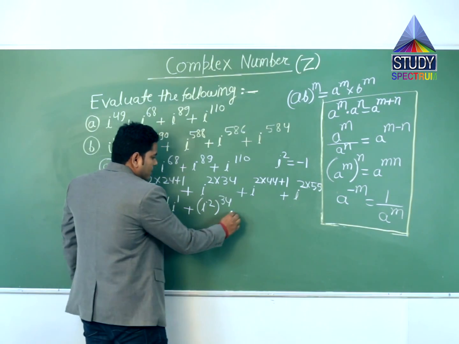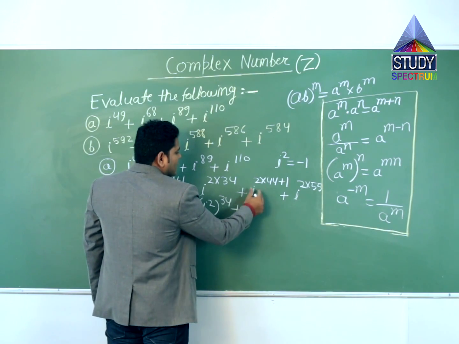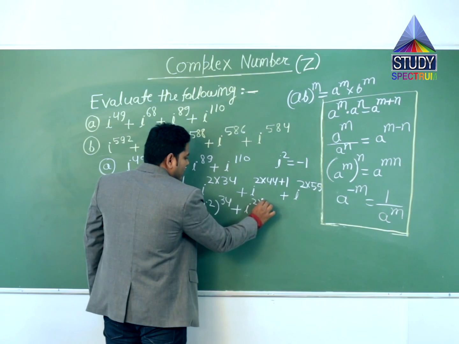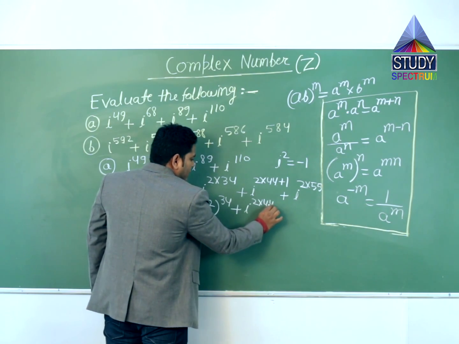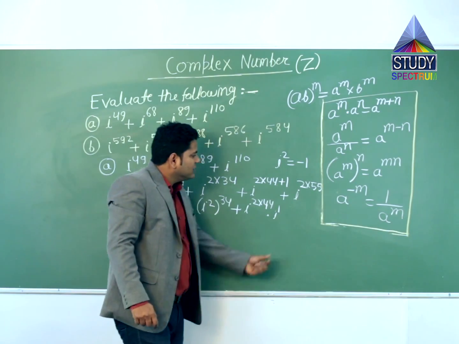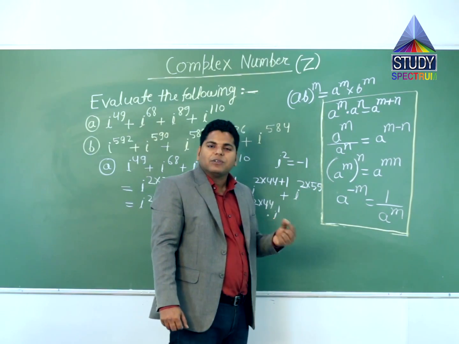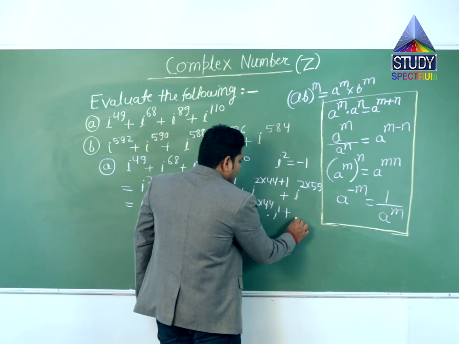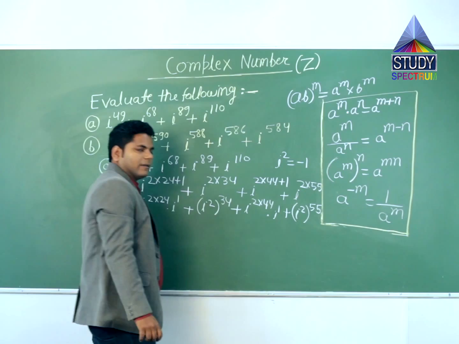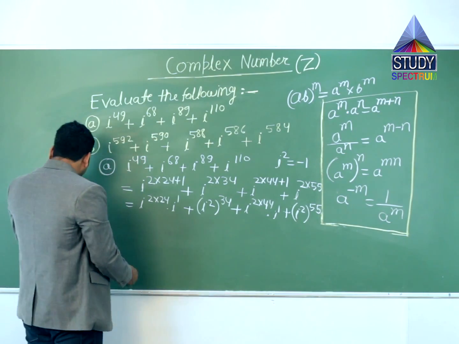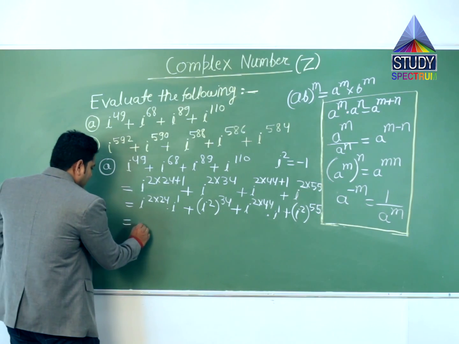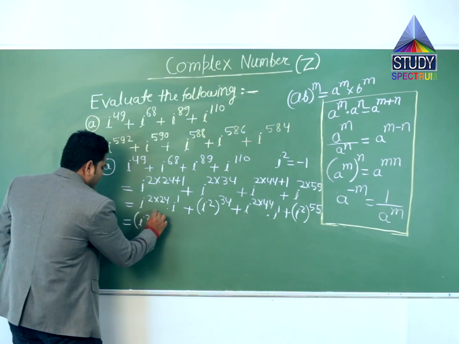Plus, this is in the form of a to the power m plus n, so this can be written as a to the power m into a to the power n, so i to the power 1. And this is in the form of a to the power mn, so we'll write a to the power m whole power n, so this can be written as i square whole power 55. And this is in the form of a to the power mn, so we'll write again i square power 24.